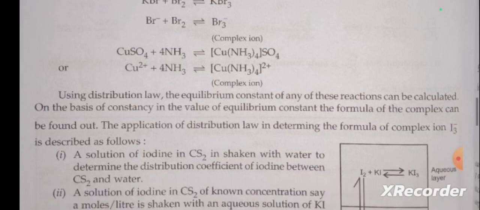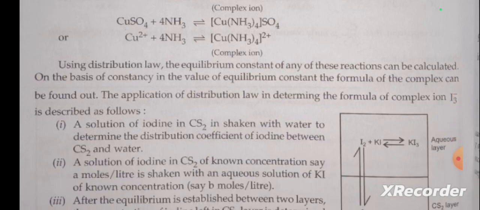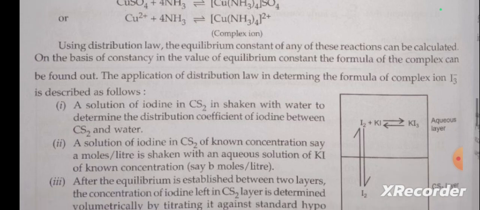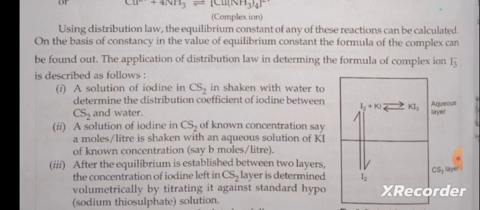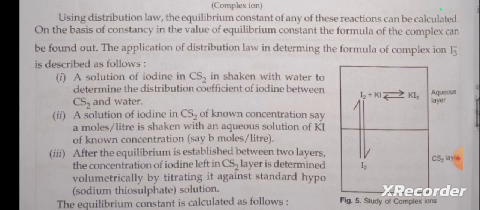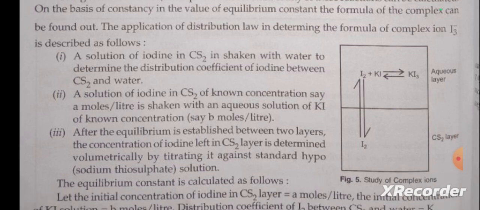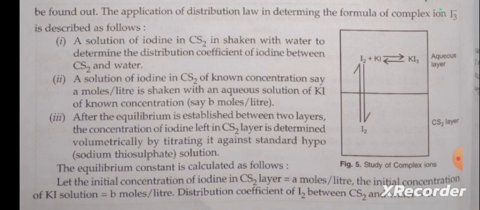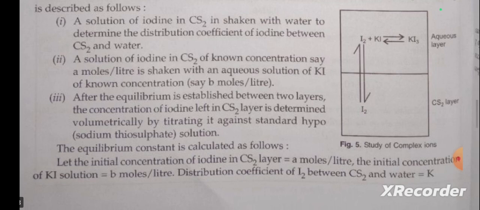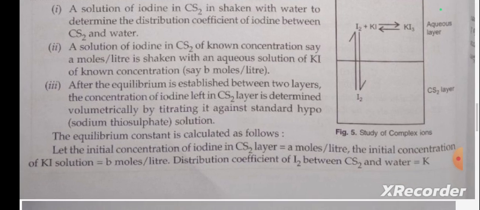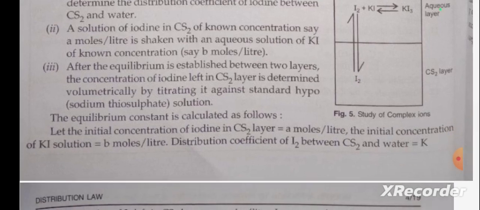Using the distribution law, the equilibrium constant of any of these reactions can be calculated. On the basis of constancy in the value of the equilibrium constant, the formula of the complex ion can be found out. The application of the distribution law in determining the formula of the complex ion I3⁻ is described as follows. A solution of iodine in CS2 is shaken with water to determine the distribution coefficient of iodine between CS2 and water. A solution of iodine in CS2 of known concentration, say A moles per liter, is shaken with an aqueous solution of KI of known concentration, say B moles per liter.